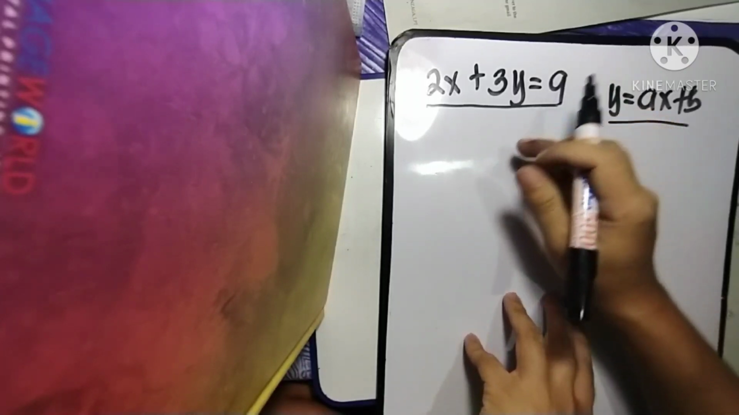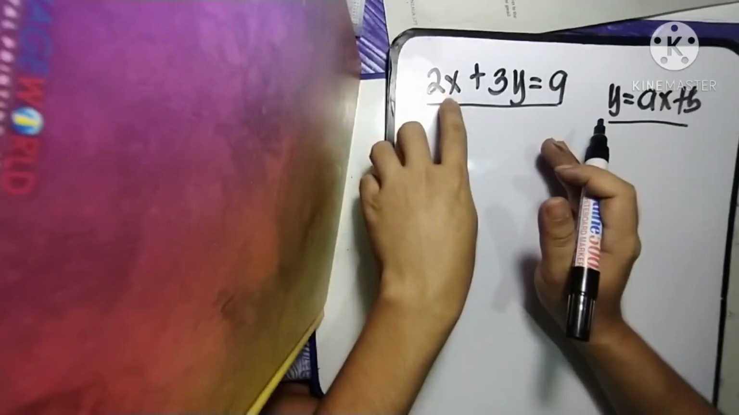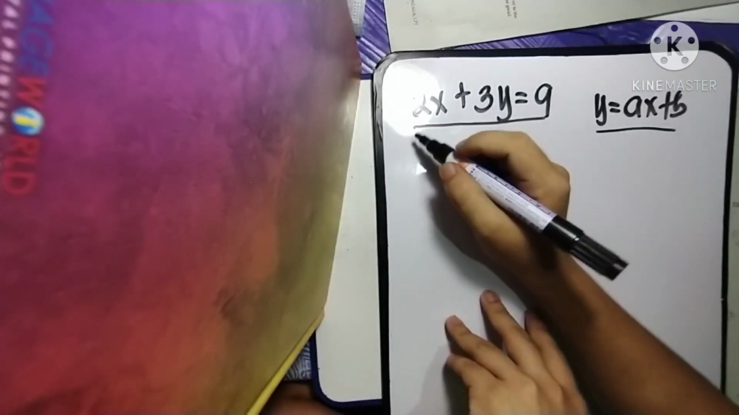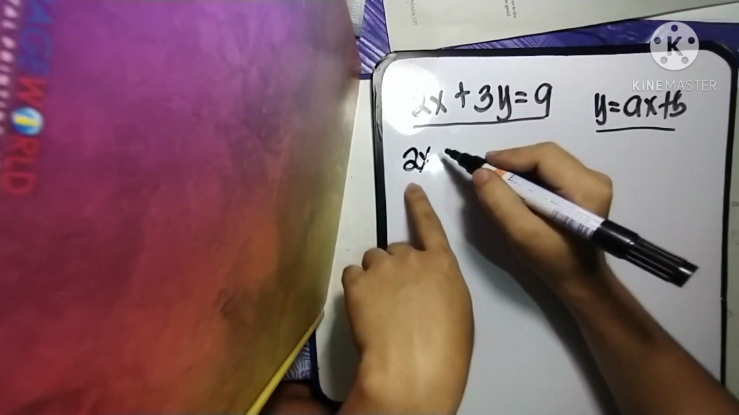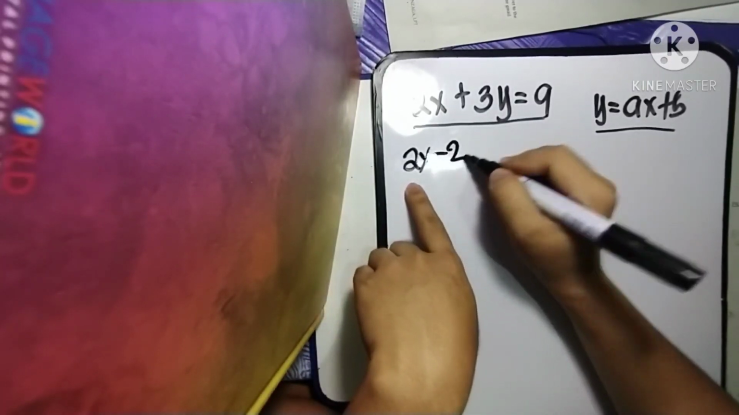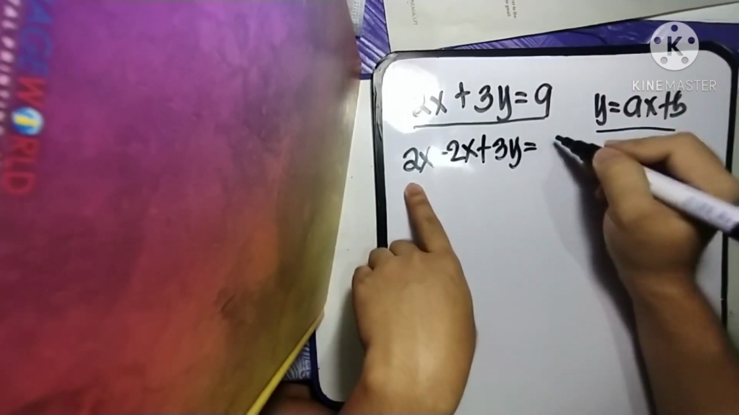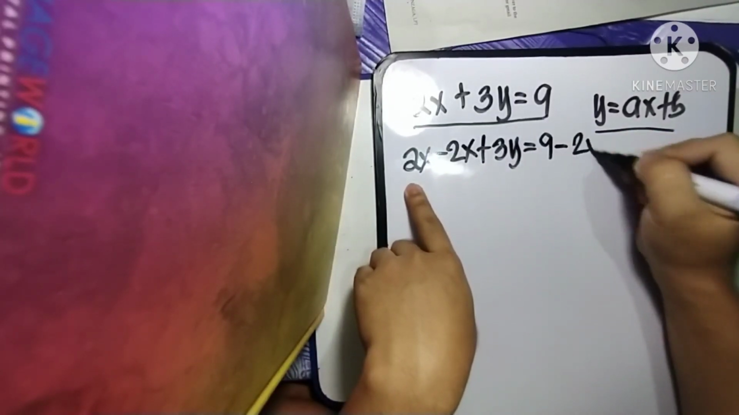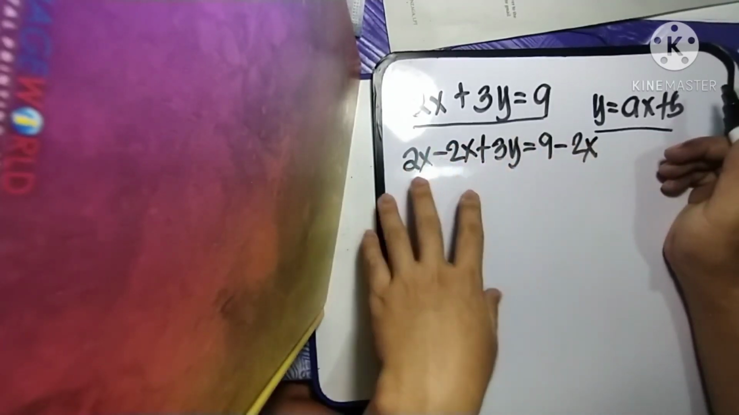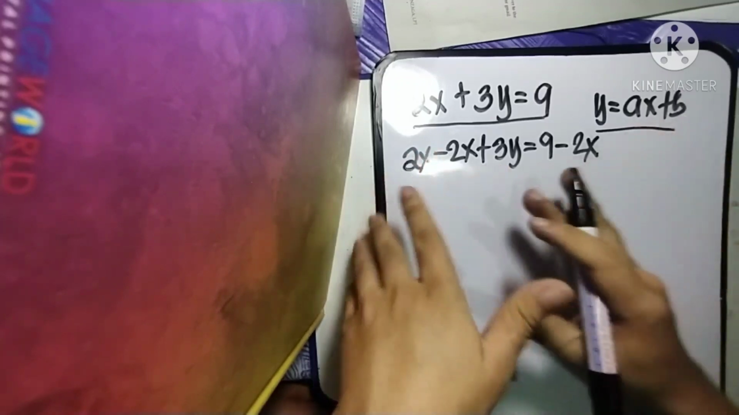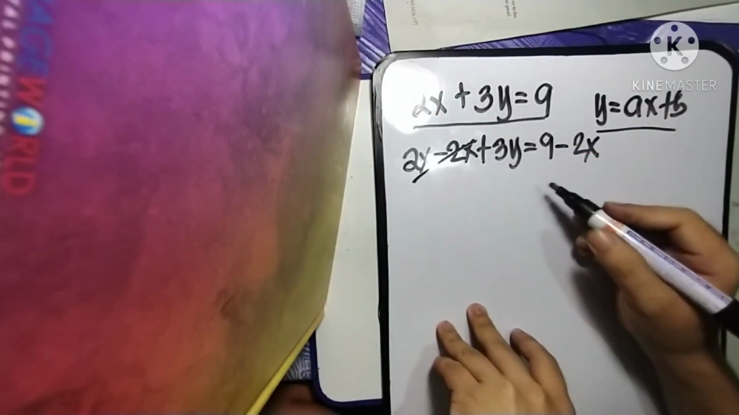Okay, so first we apply a property of equality to eliminate 2x. So, since this is positive 2x, we need to apply the subtraction property. So, subtract 2x: 2x plus 3y is equal to 9 minus 2x. Okay, we subtract 2x on the right side, and we also subtract on the left side to maintain the balance of the equation. Okay, so 2x minus 2x is 0.